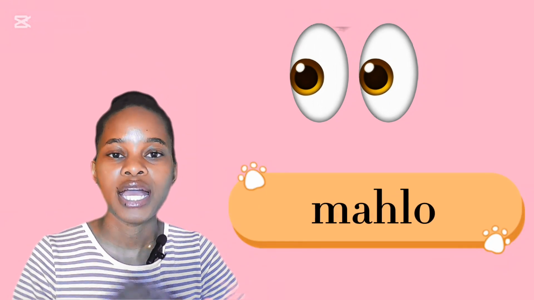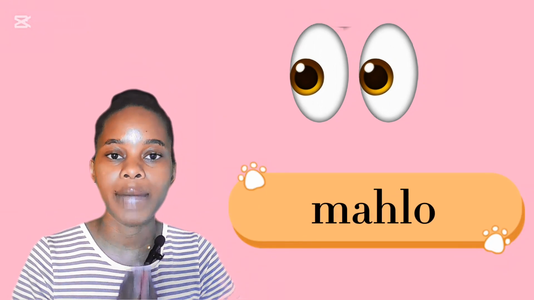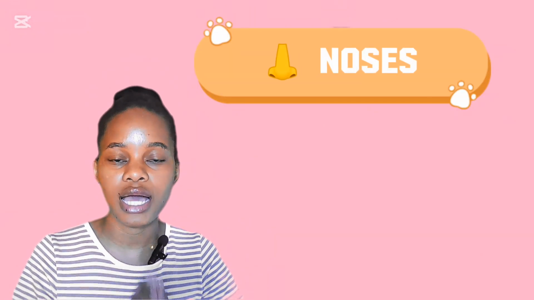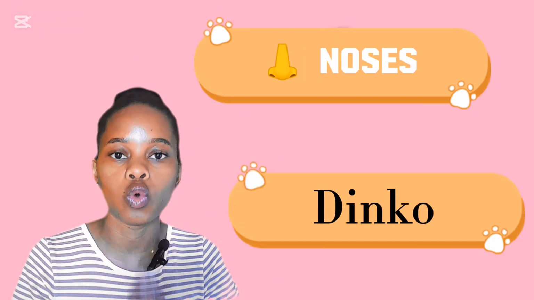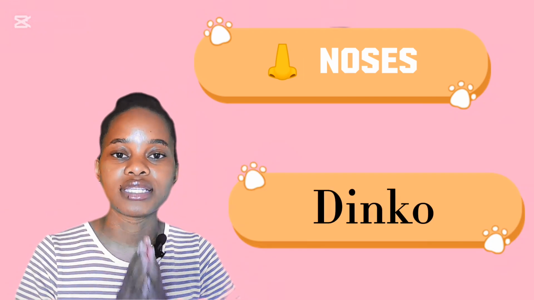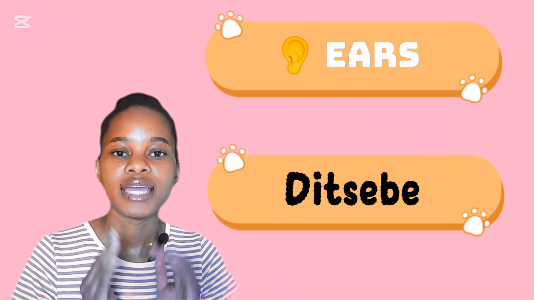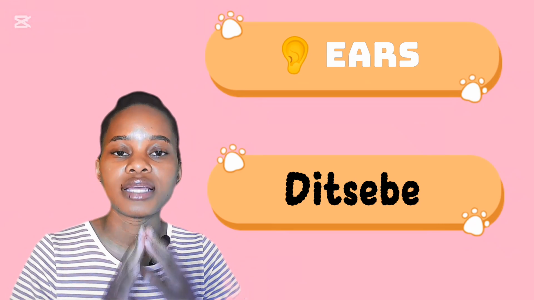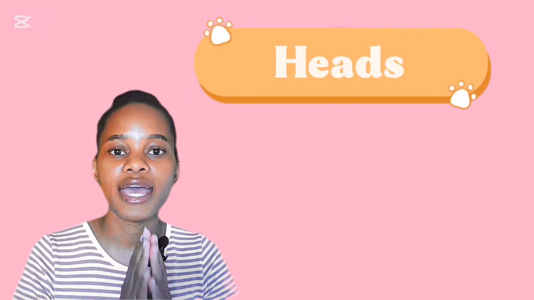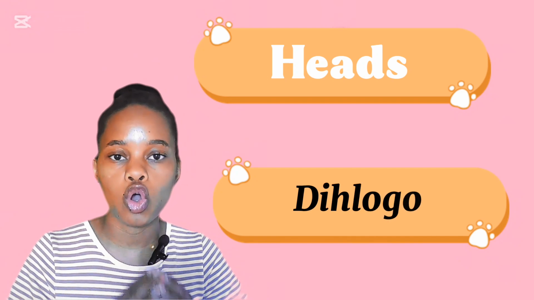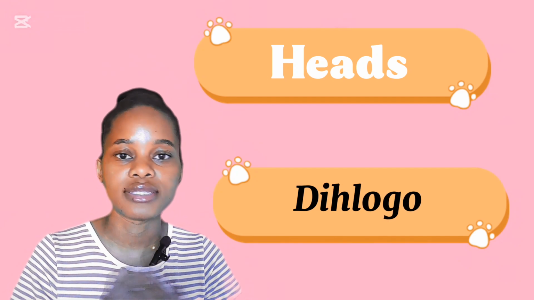So the first one we have is eyes. Eyes are called maso. Noses are called di-unko. Ears are di-tsebe. Heads are di-hlogo.